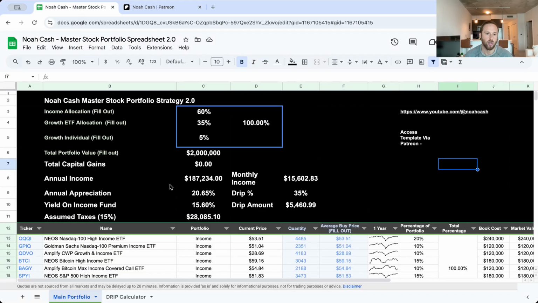All right. So now I want to jump into the Noah Cash Master Stock Portfolio Spreadsheet 2.0. Okay, guys, 2.0, baby, let's do it.